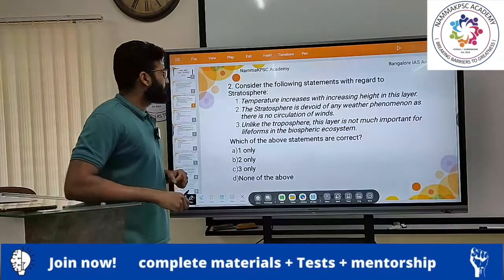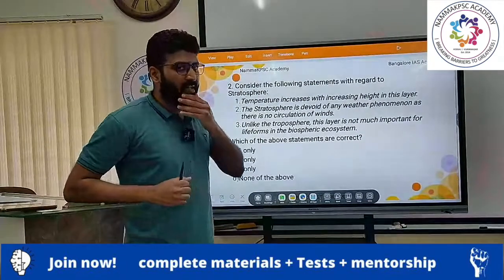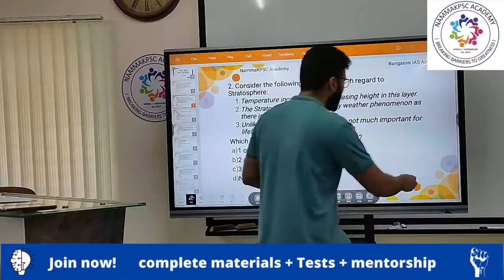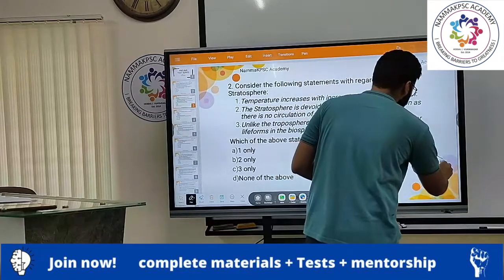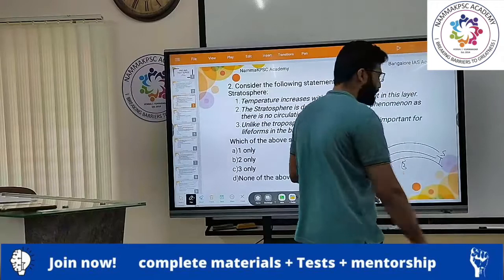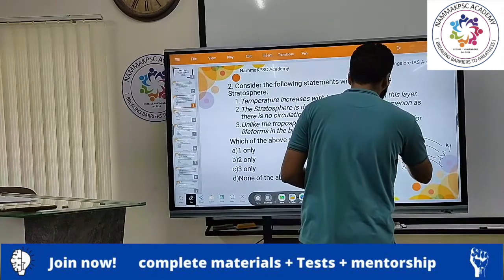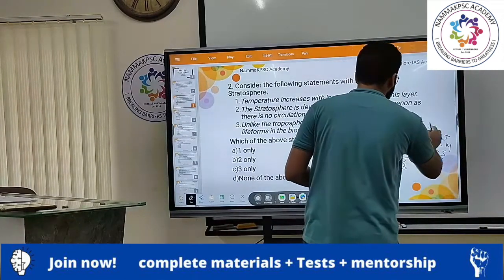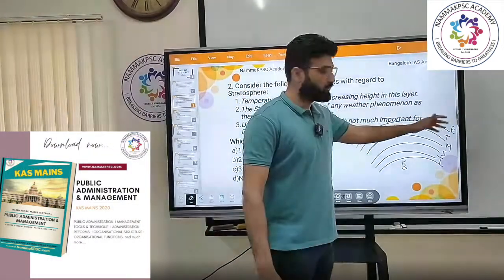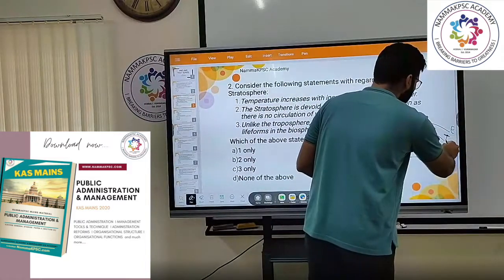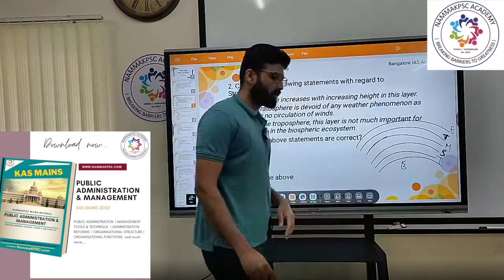Next question. Consider the following statements with respect to the stratosphere. Now, stratosphere is an atmospheric layer. So if you have the Earth's surface here, the first layer is your troposphere, then comes your stratosphere. After that, you have your mesosphere, then your thermosphere, and finally the exosphere. Earth, troposphere, stratosphere, mesosphere, thermosphere, exosphere. The ionosphere comes within the thermosphere, and the ozone layer comes within the stratosphere.